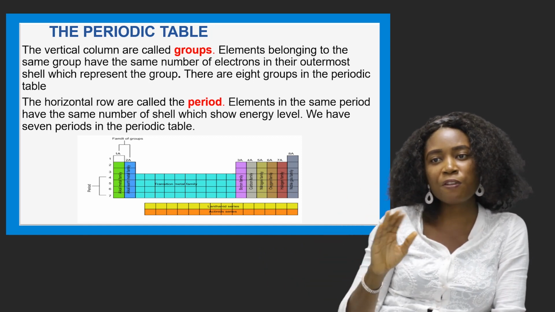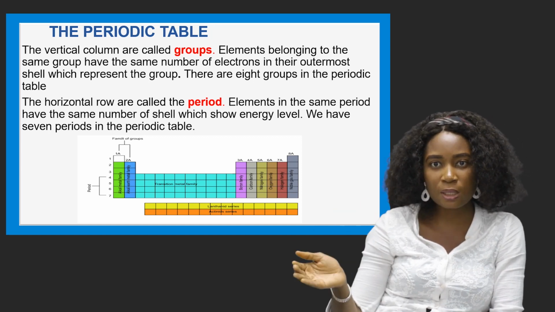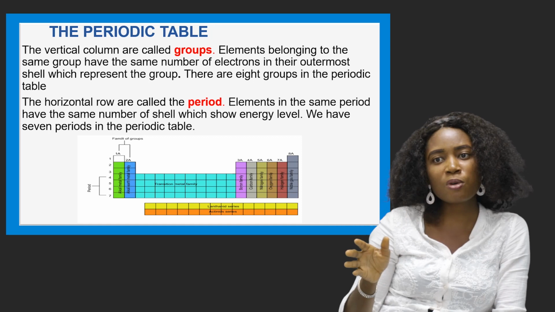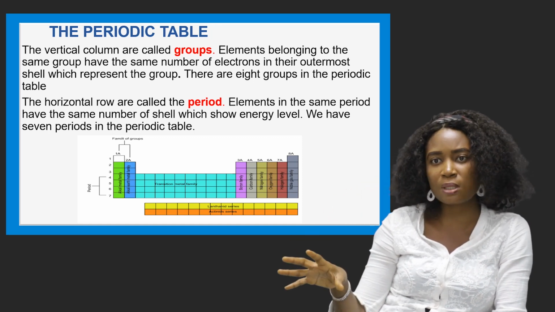Now, we have different groups in the periodic table, ranging from group 1 to group 8. The same number of electrons that they have in the outermost shell determines their chemical properties.